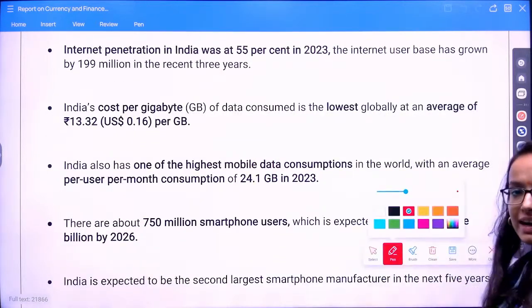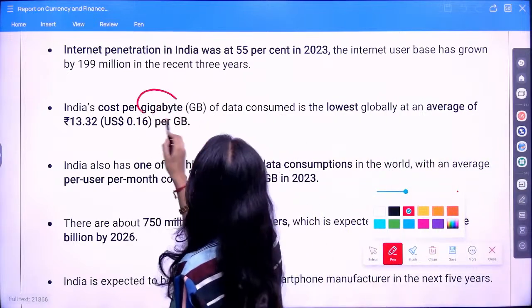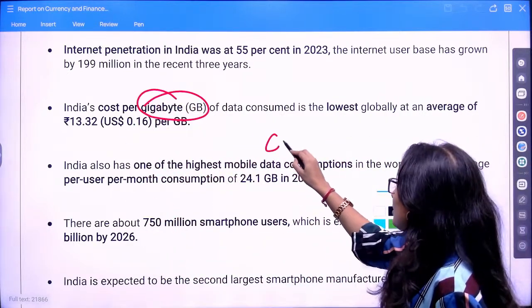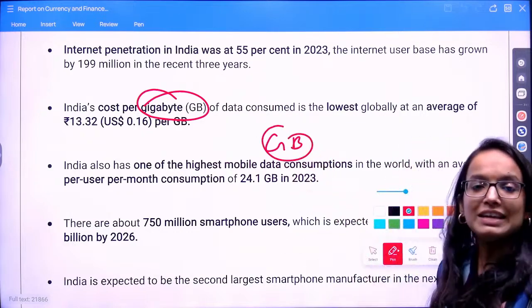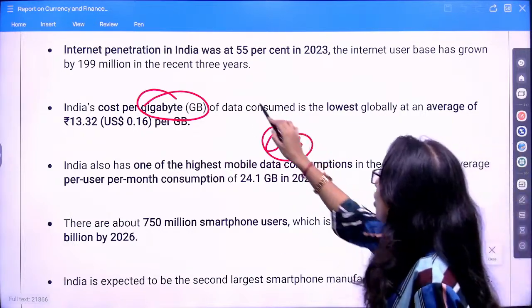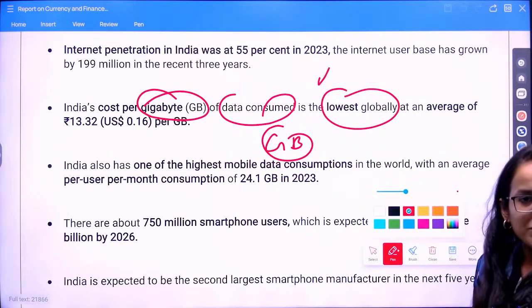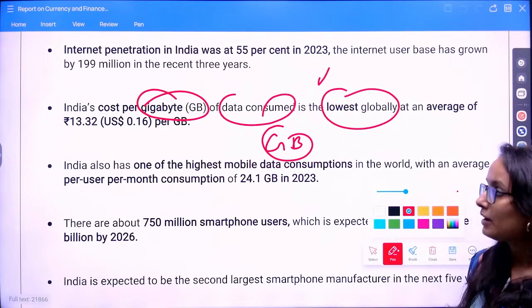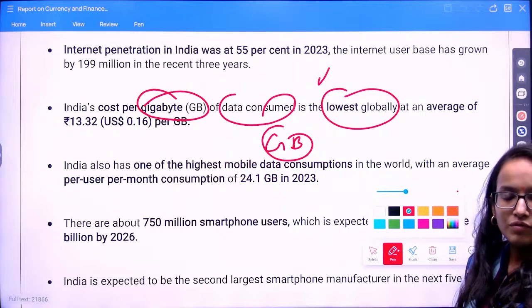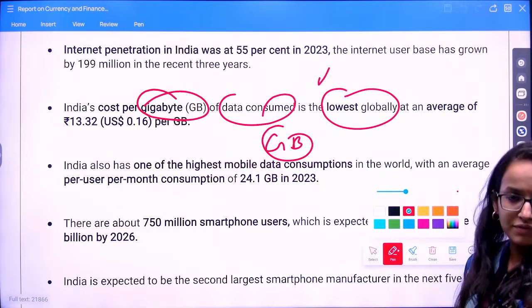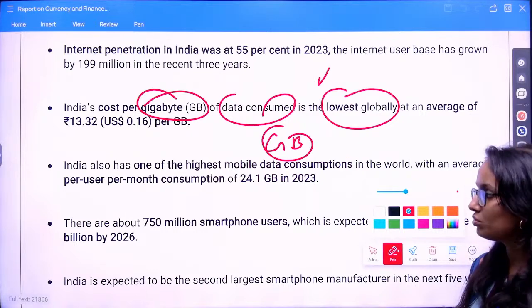Then also if you see India's cost per GB, the cost which we have to incur for data consumed is the lowest globally. That is the reason we are able to perform best here, right? So we can say that we are able to reap economies of scale in this case. I have shared this concept of economies of scale with you a number of times.